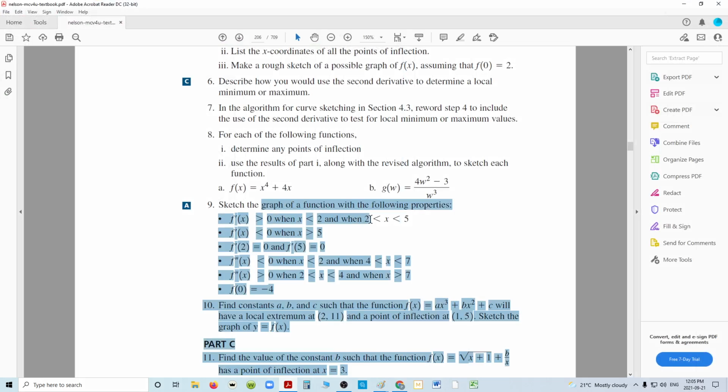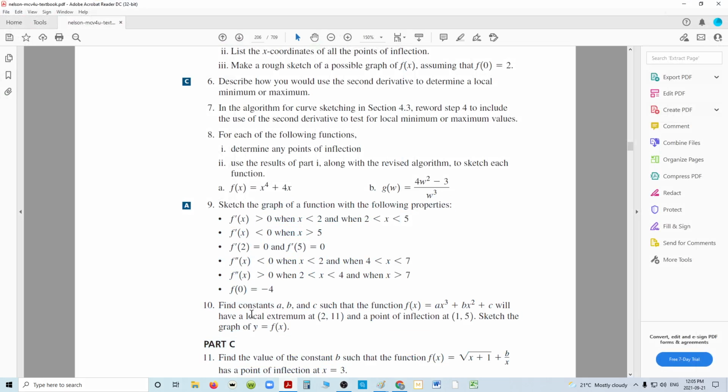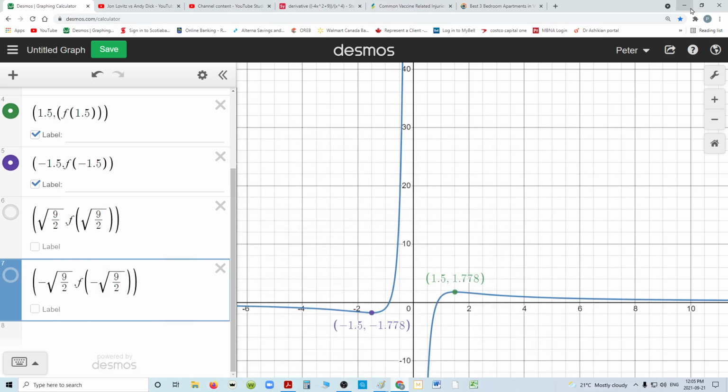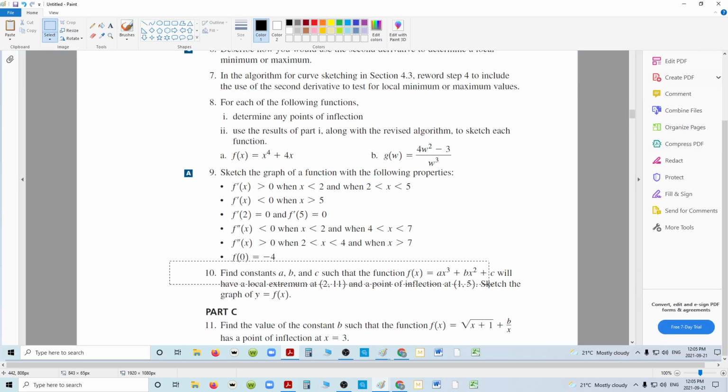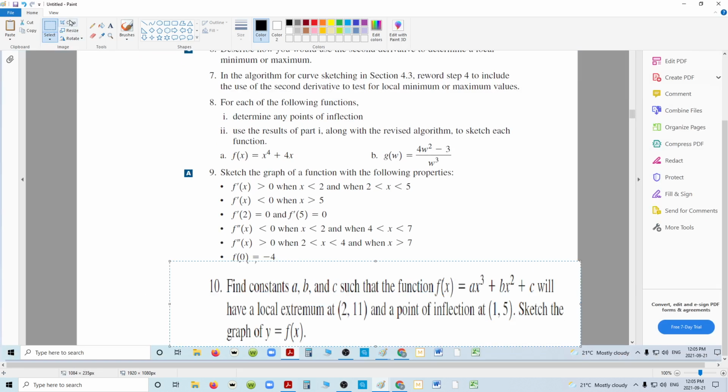Sketch the graph of a function with the following properties. No, come on. Find constants a and b. Okay, this is doable. I'll leave 9 to your teacher. I really don't want to do hypothetical graphing, trying to deduce what the graph is. I mean, I can with time, but to me it's a waste of time.